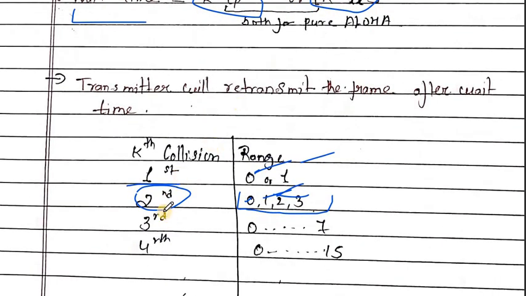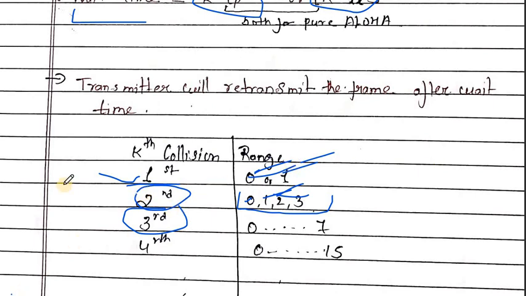If the node sends a packet into the channel and it collides, then it's the first attempt. After this, it will choose the random time from 0 or 1. Zero time means after the collision information, it immediately retransmits the frame, and 1 means after one transmission time it retransmits the packet into the channel.